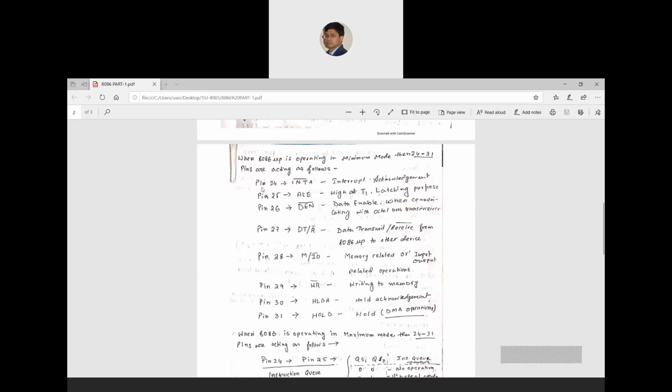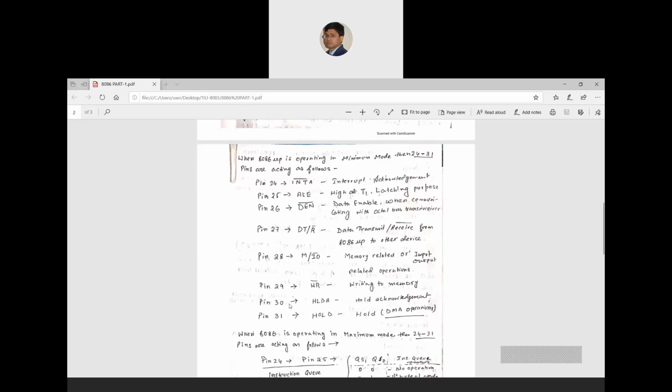From pin number 24, the 8086 can handle interrupt. Pin number 25 handles the ALE, that means demultiplexing. From pin number 26, it can handle the data, whether data should go or not. Pin number 27 controls data transmission or receiving operations. Pin number 28 decides whether the operation is memory related or input output related. Pin number 29 decides whether to write or not.